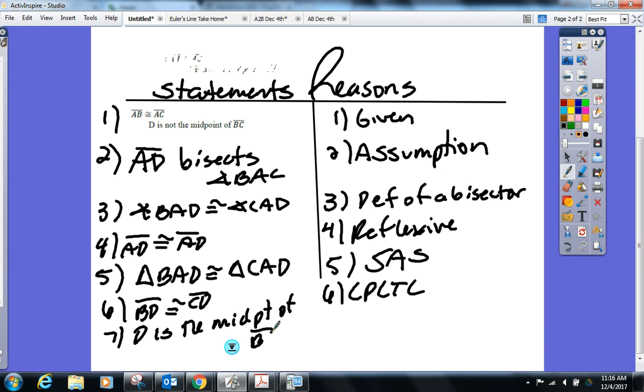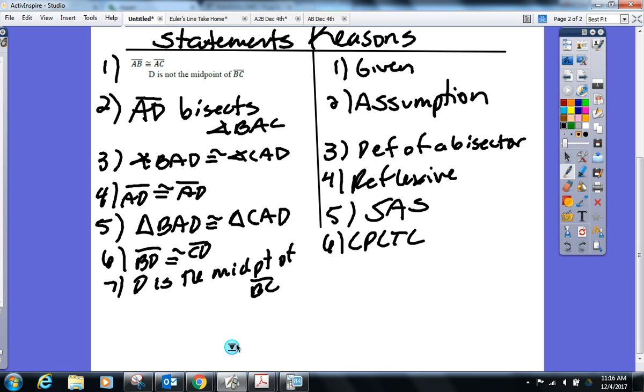And I'm pretty flexible about the reason you would use here for it being the midpoint. I will not be flexible, though, if you just write definition of a midpoint. That doesn't tell us anything. If you say a midpoint splits it up into 2 congruent segments, that's fine. I just wrote, if you notice on the answer key, because BD is congruent to CD. That's why it's a midpoint.